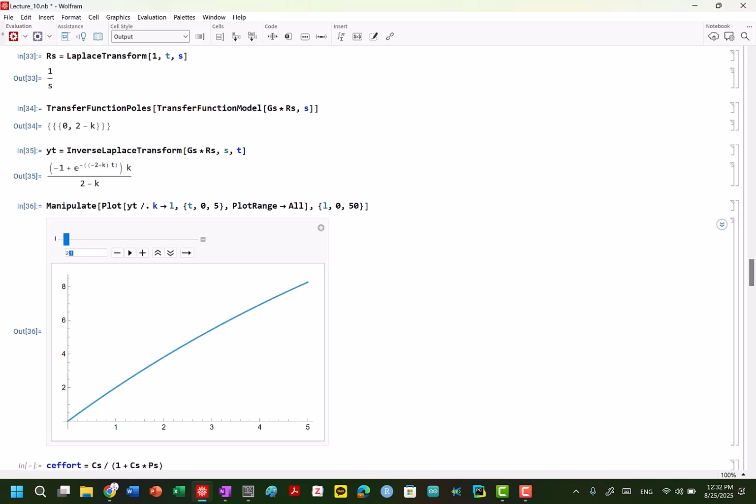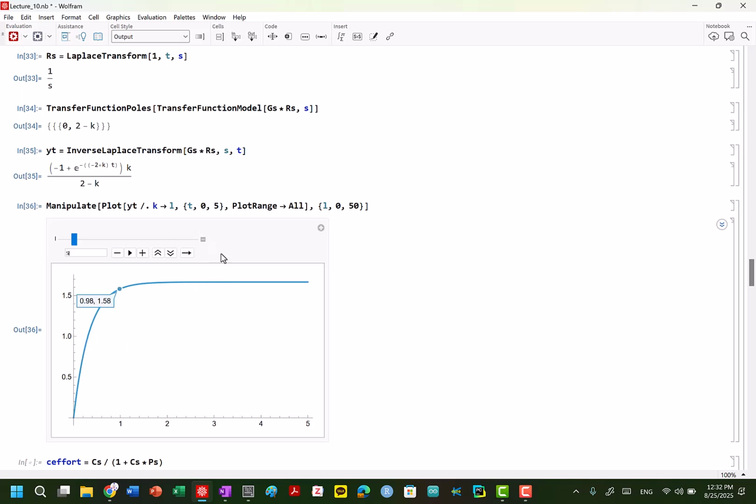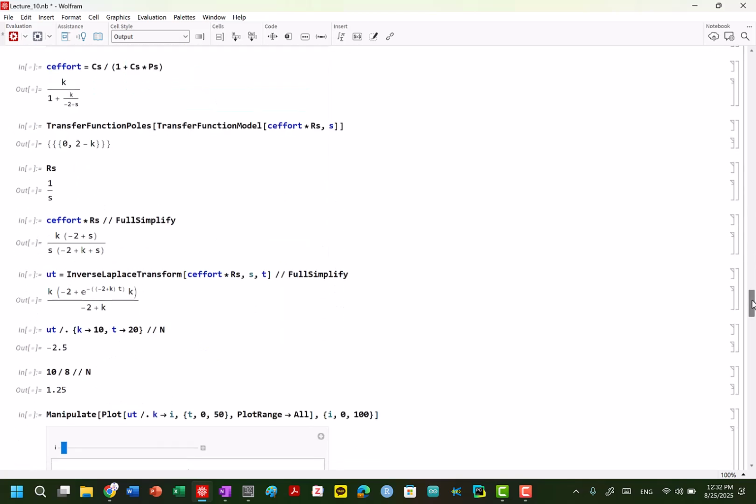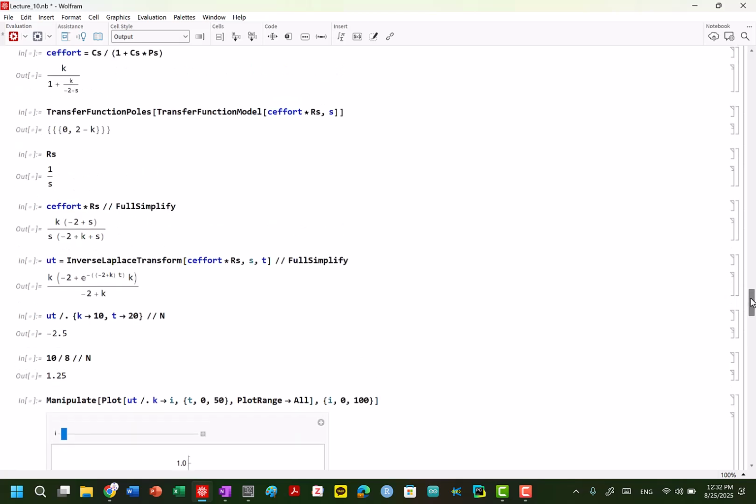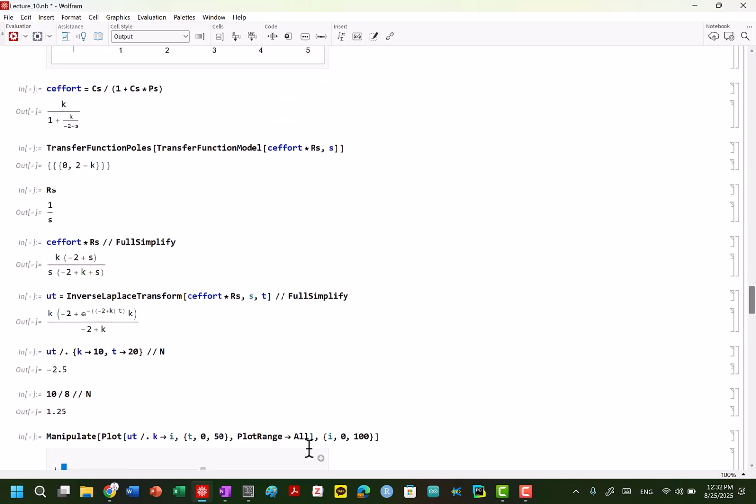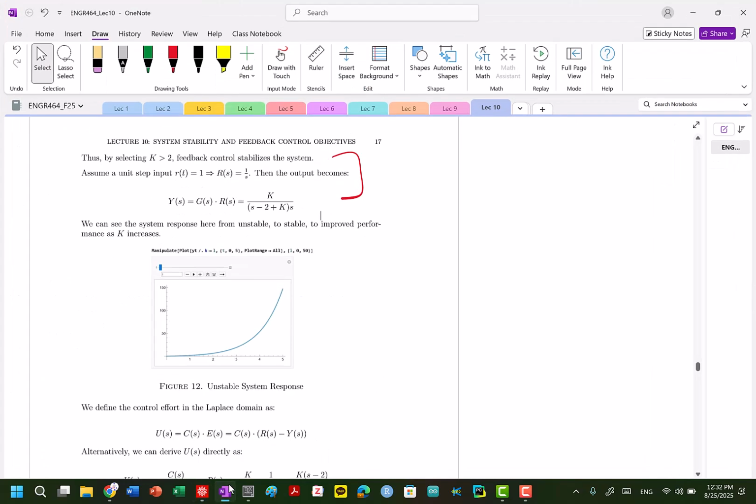you can see I'm starting to level off. Once I get to 5, my system is basically stable there. So we're shifting those poles, and you can see it in the poles as well. That's the key idea, and we've seen that before.